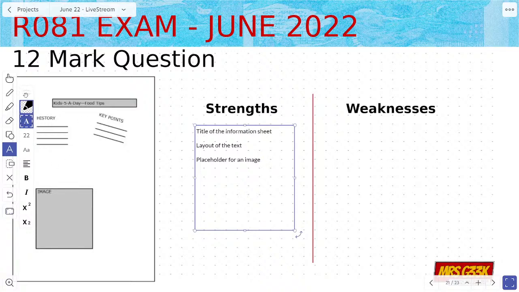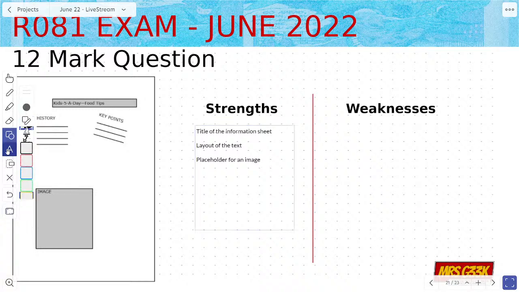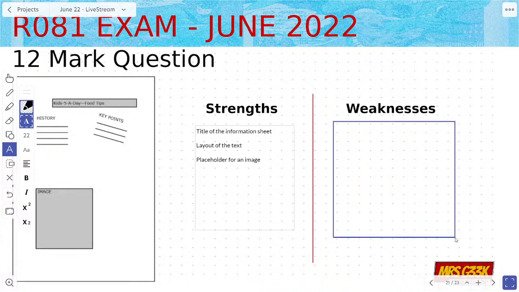So let's now draw another one for the weaknesses. Honestly, it doesn't like doing this for me, does it? One day I'll master this. Okay, so weaknesses, this is where we can go crazy. First of all, there are absolutely no annotations. There are no annotations. So we can put on here: no colour, no font.